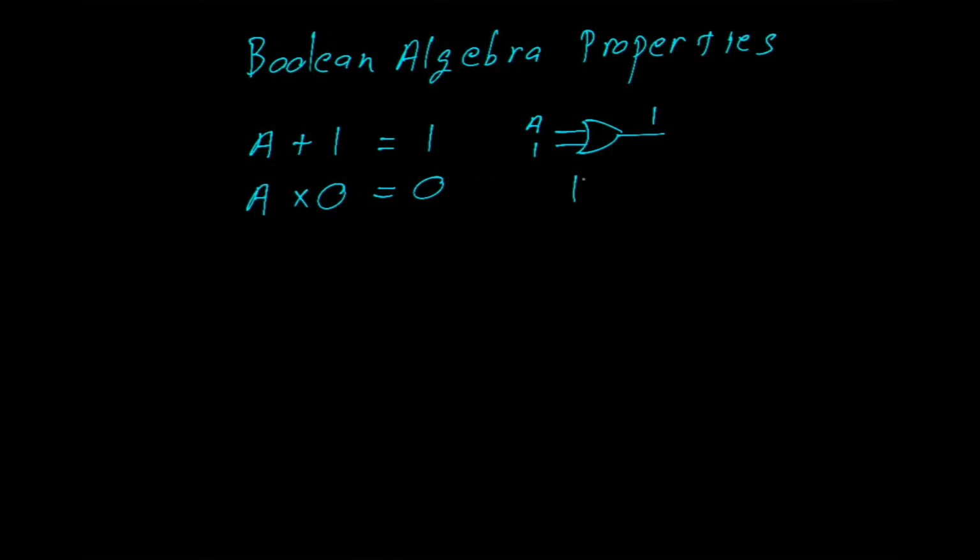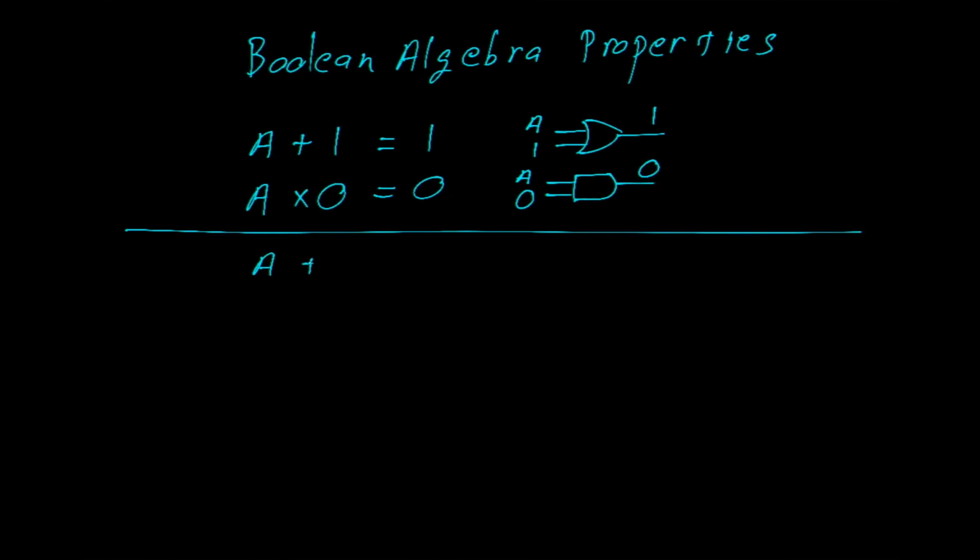For the second one, that's an AND gate with A and a hardwired constant of 0. If it's hardwired at 0, there are no conditions that A can take on that will make this evaluate as true. So the output will always be 0.